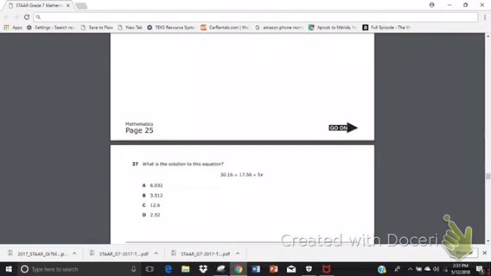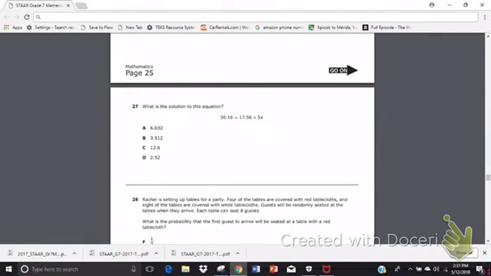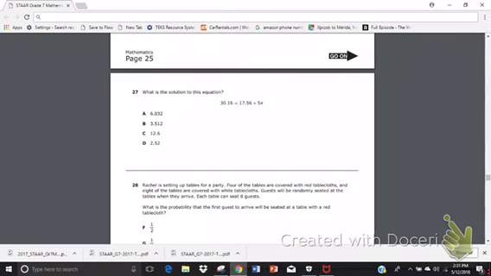Alright, so next one, number 27. What is the solution to this equation? Alrighty, guys. I know that y'all are pretty fluent in equations, but I'm just gonna go over it. So we're trying to isolate our variable. It's not by itself, so we do inverse operations. What is the opposite of a positive 17.56? Minus, or negative, 17.56. What I do to one side, I do to the other side.